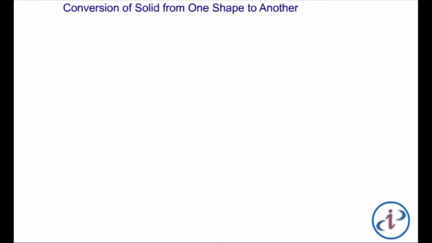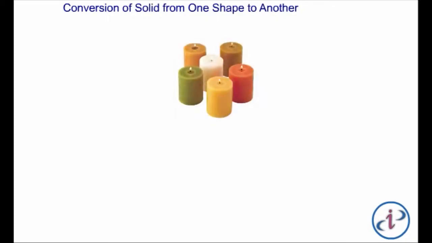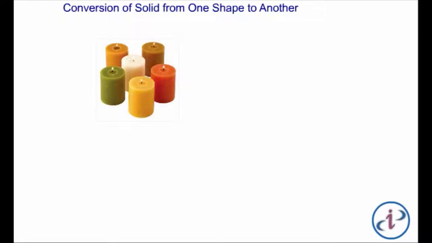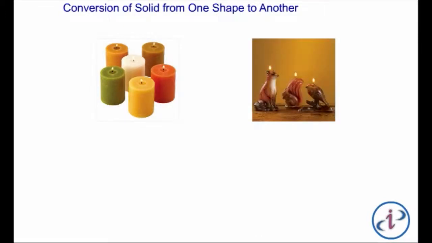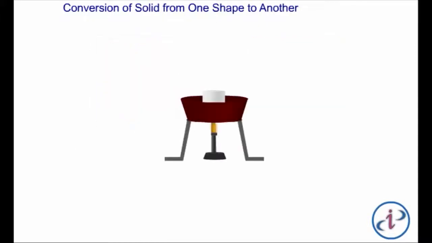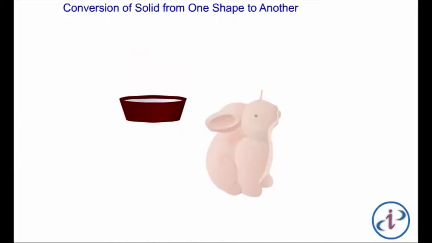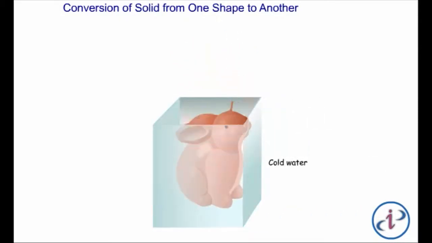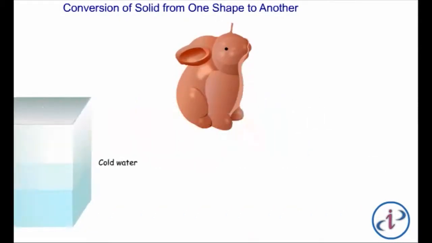Now, let us see conversion of solid from one shape to another. Hope you would have seen candles. Generally, they are in the shape of a cylinder. There are also some candles shaped like an animal. Have you wondered how they are made? The candle is taken in the shape of a solid cylinder. It is heated in a metal container till it becomes liquid. Then, it is poured into another container which has a special shape like a rabbit. On cooling, it is obtained a candle in the shape of the rabbit.